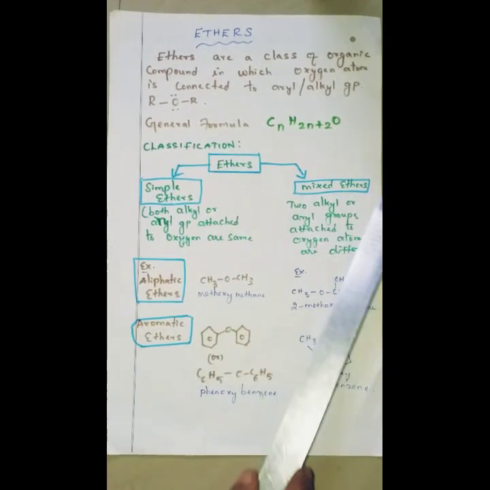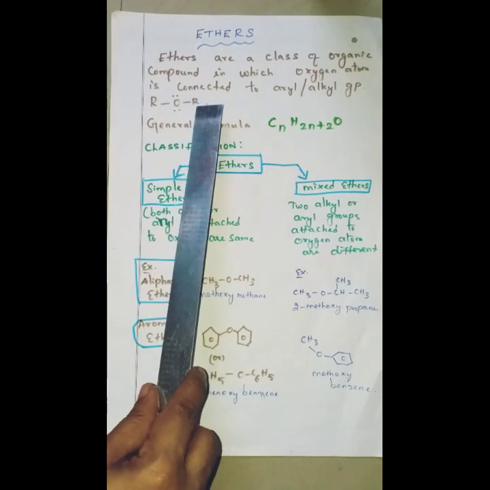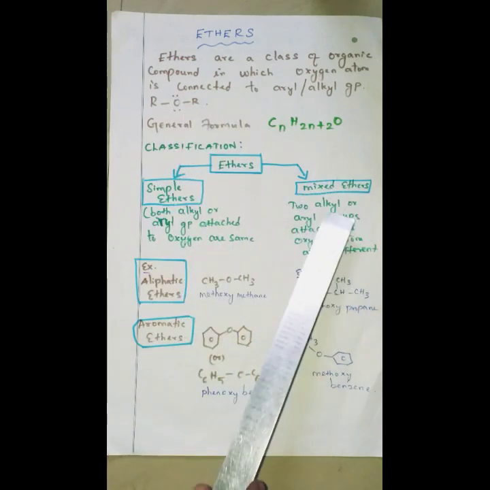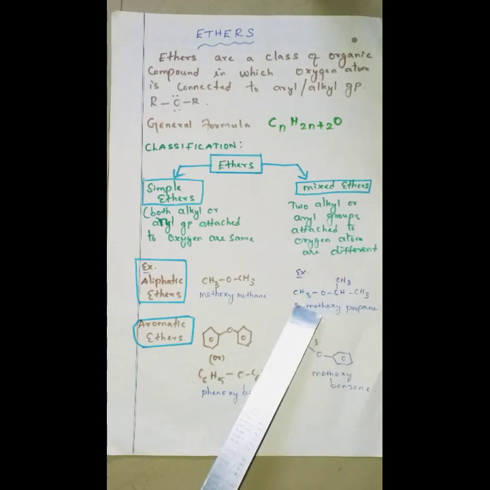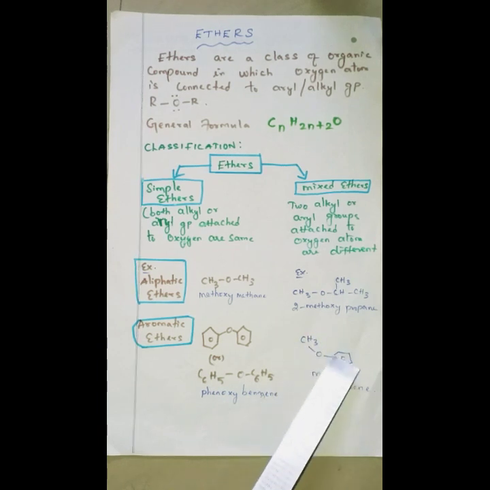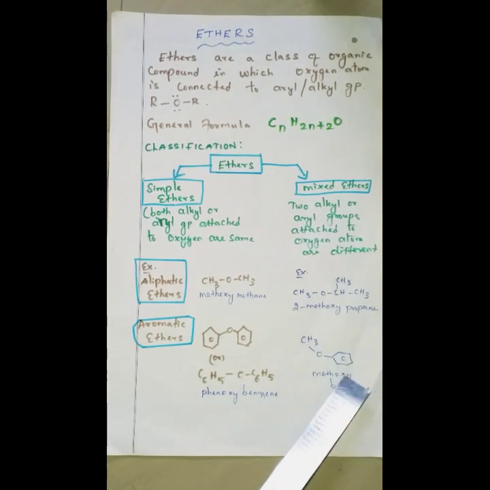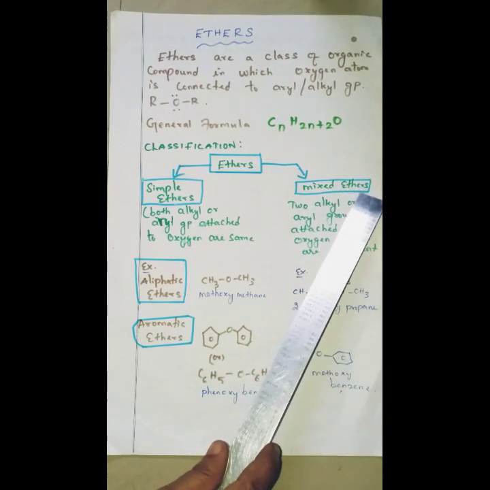But coming to mixed ether, the 2 alkyl or aryl groups attached to the oxygen atom are different. That means one side may be alkyl and the other side may be aryl, or one side may be methyl and the other side ethyl. If it comes like this, it is a mixed ether. Example, here see, on the oxygen atom one side is methyl group, the other side is isopropyl group. Here one side is methyl group, the other side is the benzene group, that is phenyl group. So here 2 alkyl groups are different. Here one is alkyl, the other one is aryl. Anyway, on the oxygen atom the groups on both the sides are different, so it comes under mixed ethers.